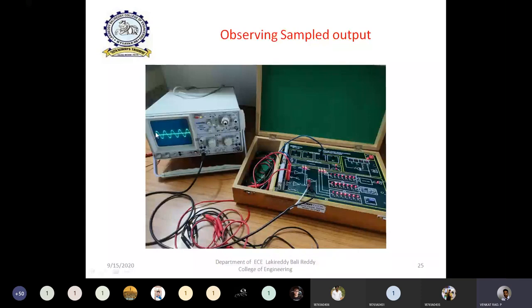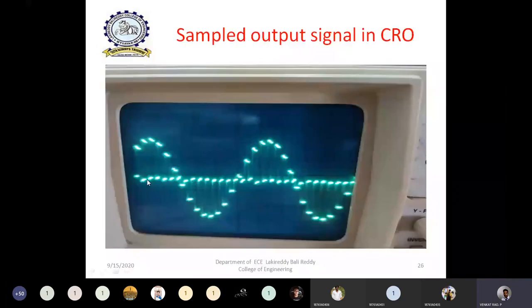Each dot represents one sample value from the input analog signal. Similarly, if you zoom in on that sample output in the CRO, it will be obtained like this. So these are the first sample, second sample, third sample, like that. Okay, all these vertical lines represent the clock pulses. Based on the occurrence of each clock pulse, different samples are obtained like this.